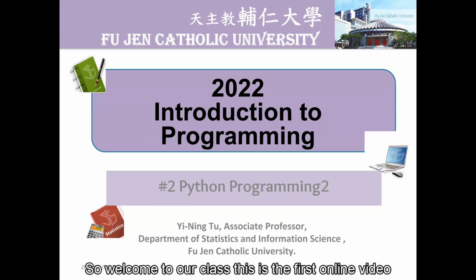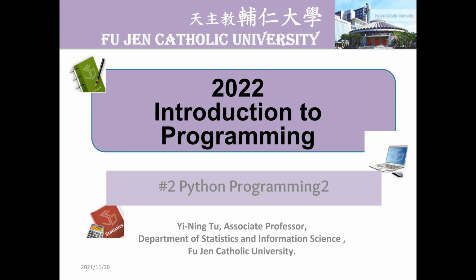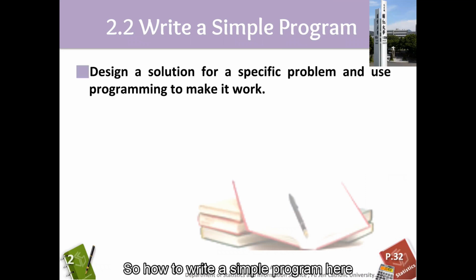This is the first online video, and we are talking about the second chapter: how to handle input and output, and basically operators in Python. This is the page number of a textbook. So how do we write a simple program here?